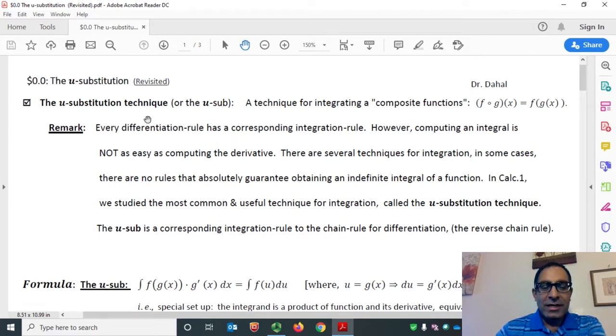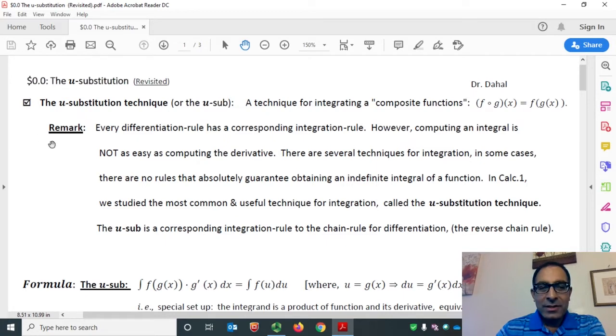The U-substitution technique, also known as the U-sub. This is a technique for integrating composite functions. The composite function is defined as f composite g at x equals f of g of x.